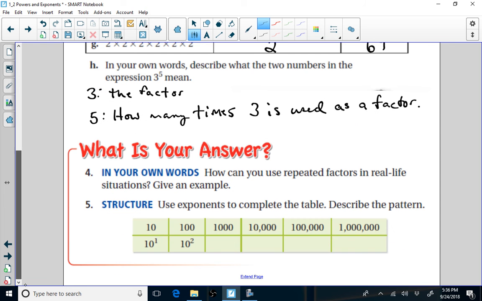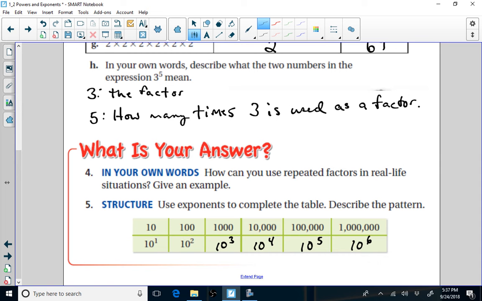Okay? If we continue down and look at this table, we have 10 to the first power, 10 to the second power. Obviously 1000 is 10 to the third power. If I want to use exponents to complete the table and then describe the pattern, we have 10 to the power of 4, 10 to the power of 5, and 10 to the power of 6.